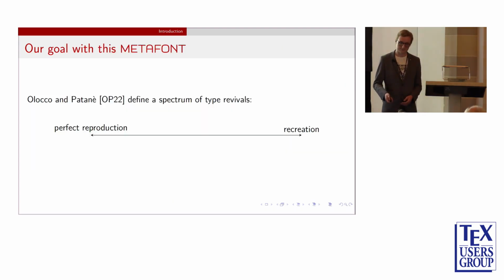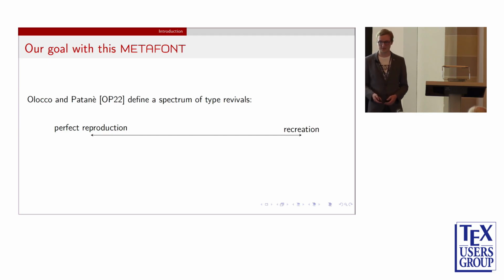Okay. So next, I will define the scope of the project. About type revivals, Olocco and Patane published a book last year called Type Revivals, and in chapter 1 they define a spectrum of revivals from perfect recreation, when everything is reproduced, imperfection for imperfection, if there is a hole in the tiles I will reproduce it, and at the other extreme there is recreation, when you take a lot of freedom, you can change the shapes if you want to, add spacing and so on.